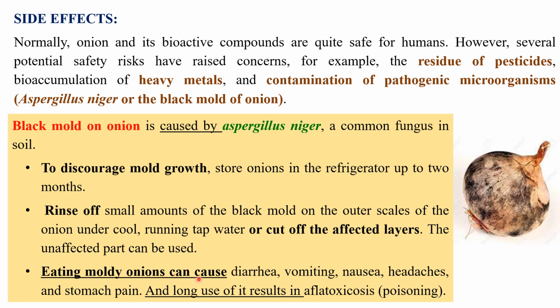Eating moldy onions can cause diarrhea, vomiting, nausea, headache, and stomach pain, and long use of it results in aflatoxosis, or its poisoning, which could result in a complete liver failure. So it's very important to avoid eating onions infected with Aspergillus niger to avoid the poisoning or aflatoxosis.